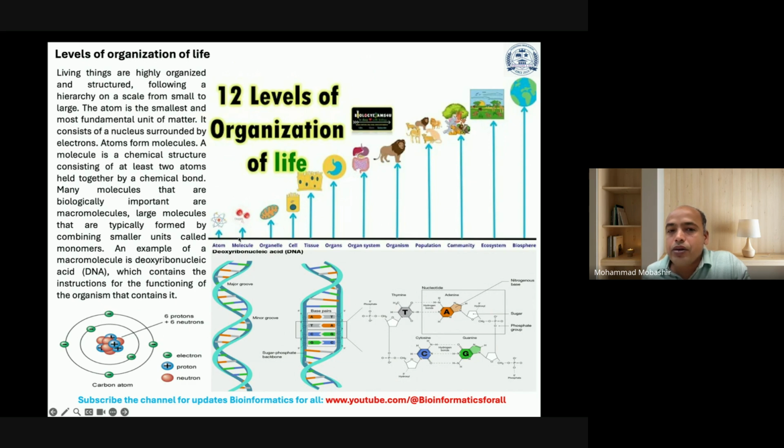Then atoms form molecule, the molecule forms organelle, and then organelle goes to cell, it forms cell, and cells form tissues, similar cells. Then tissues form organs, and then comes organ system. Then organ system forms an organism, and the organisms form population, population forms community, community forms ecosystem, ecosystem forms biosphere. So this is the level of organization of life.